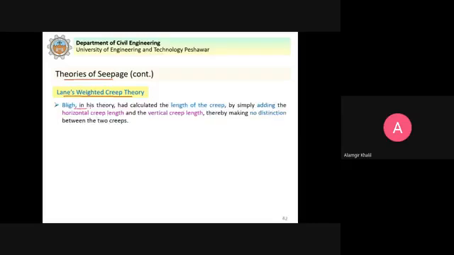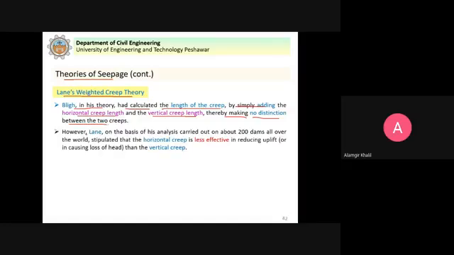Now, because we have limitations of the Bligh's theory, we come up with the Lane's weighted creep theory. Bligh in his theory had calculated length of the creep by simply adding the horizontal creep length and the vertical creep length, equal weightage, thereby making no distinction between the two creeps. However, Lane, on the basis of his analysis, carried out about 200 dams. In some books it is 278 dams.